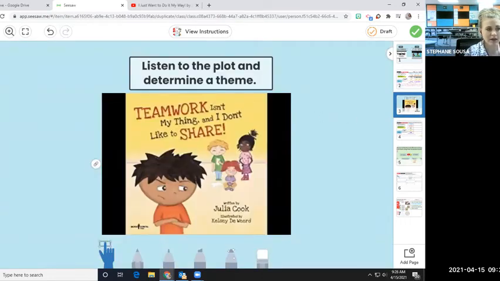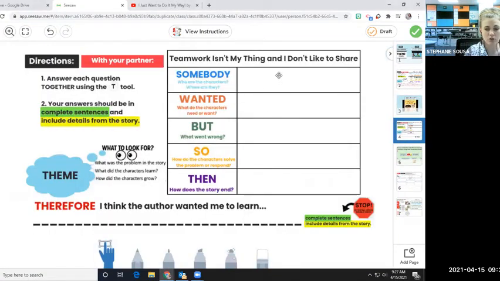Teamwork isn't my thing, and I don't like to share. You're going to do the same thing with your partner that we just did together. When this book is over, you are going to do the SWBST, Somebody Wanted But So Then, and you are going to come up with a theme for this text.